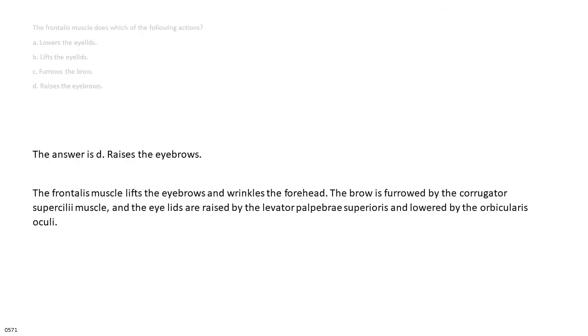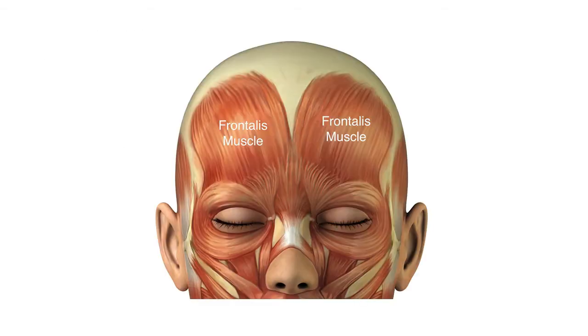The answer is D. Raises the eyebrows. The frontalis muscle lifts the eyebrows and wrinkles the forehead. The brow is furrowed by the corrugator supercilii muscle, and the eyelids are raised by the levator palpebrae superioris and lowered by the orbicularis oculi.